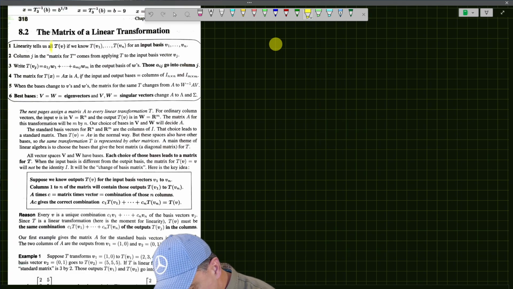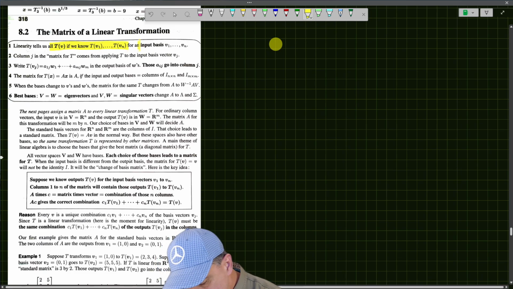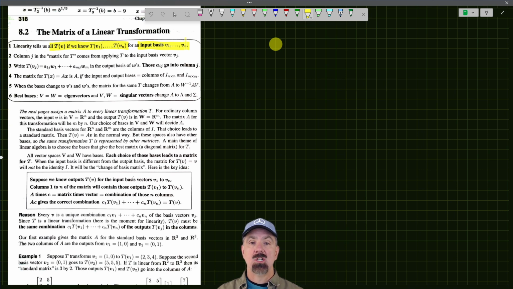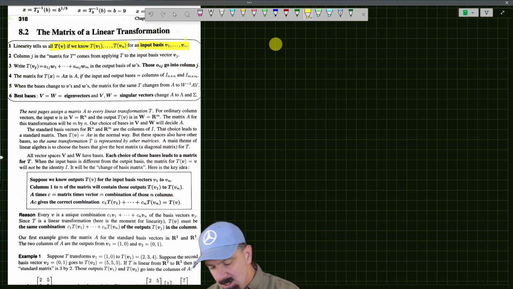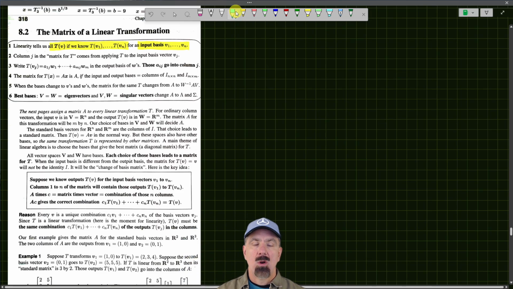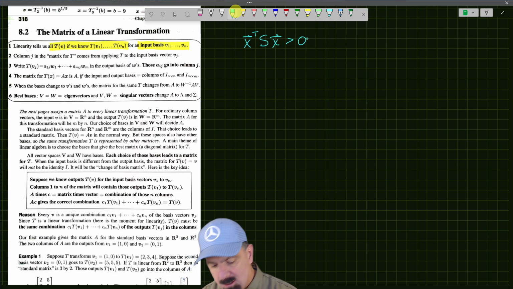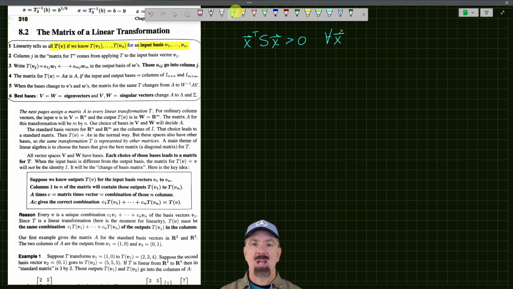So he tells us about linearity, and it's important for us to understand that we can figure out what the linear transformation is doing as long as we know what's happening with the basis functions. This is really similar in the idea of what we talked about when we were looking at positive definite matrices, and we said, well, if this quantity here is greater than 0 for all x vectors, then we know we have a positive definite matrix S. However, we also can't possibly check all x vectors.